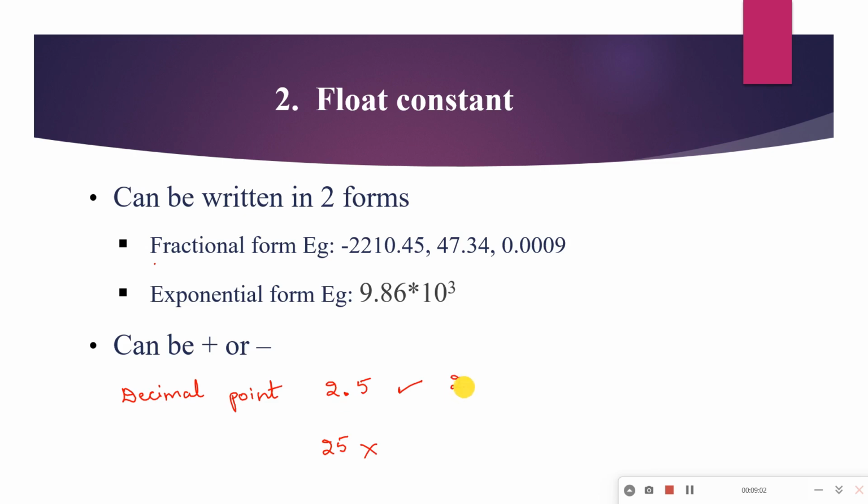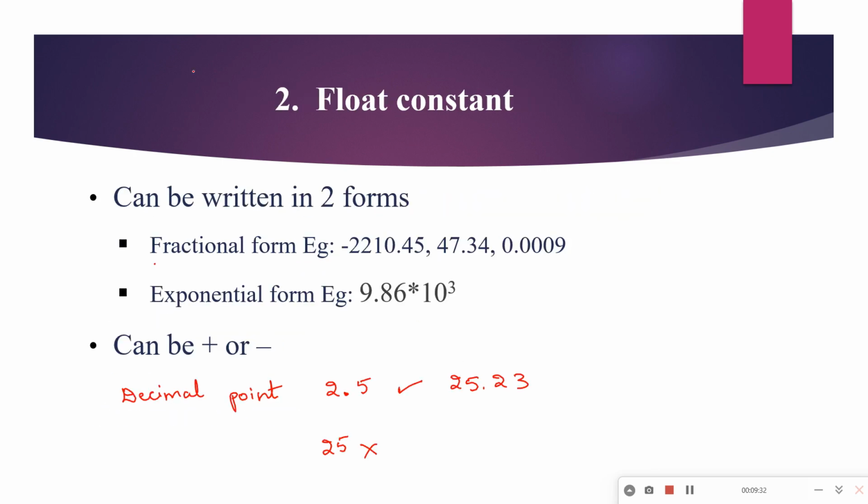Okay, 25.23, whatever it is, it should have a decimal point. And same thing, it can be either positive or negative, but the default sign is always positive. And in a similar way, no commas or blanks are allowed within the real constant. Okay. Now come to the fractional form and the exponential form.